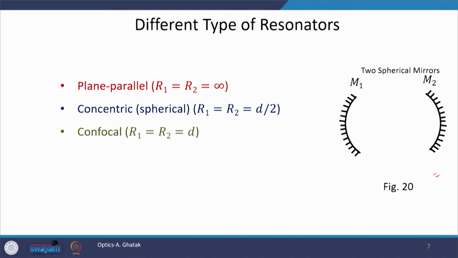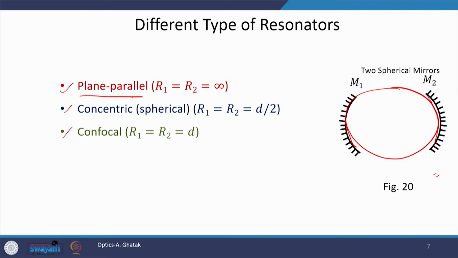You see there are two curved mirrors facing each other, and this region is called the resonator, which is bounded by these two spherical mirrors. Now, out of different kinds of resonators, the three important ones are mentioned here.